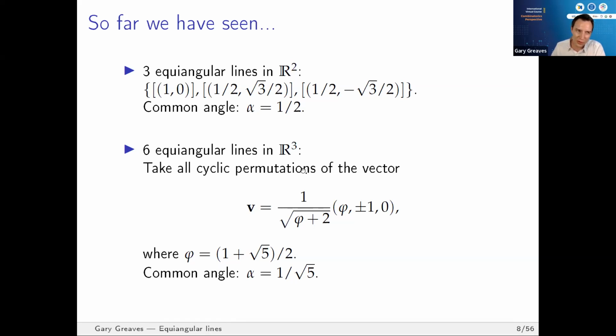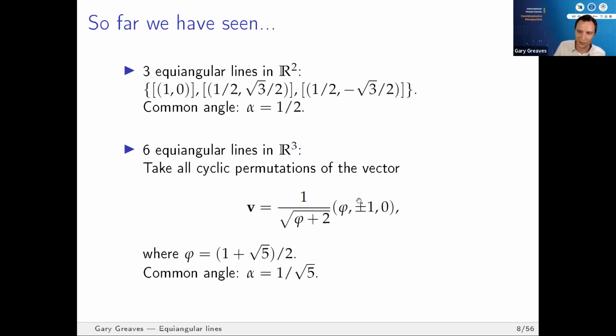Also in 3 dimensions, we saw we can get 6 equiangular lines from a regular icosahedron. A quite nice way of encoding it is to take a single vector v, where phi is the golden ratio, (1 + √5)/2. I take this vector where I scale it by 1 over the square root of phi plus 2, and the entries are the golden ratio, plus or minus 1, and 0.